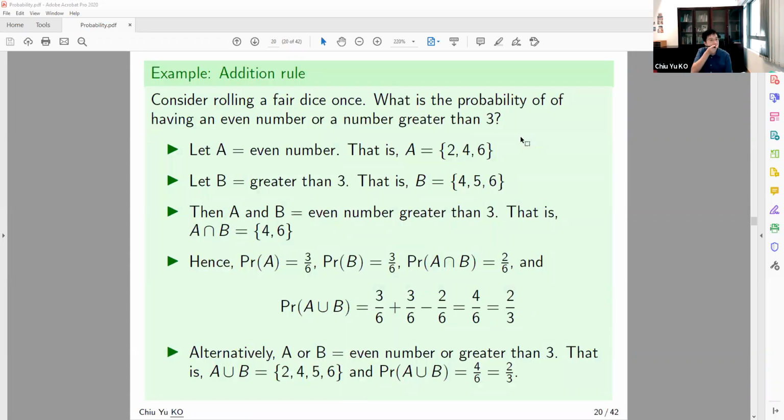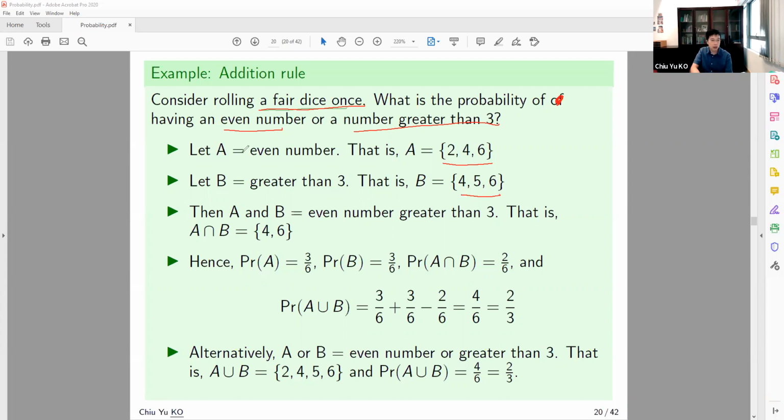So now I have an example. I roll a die once, okay? And I'm asking the probability of an even number and a number greater than 3. So even number is what? It is 2, 4, 6. And a number greater than 3 is 4, 5, and 6.